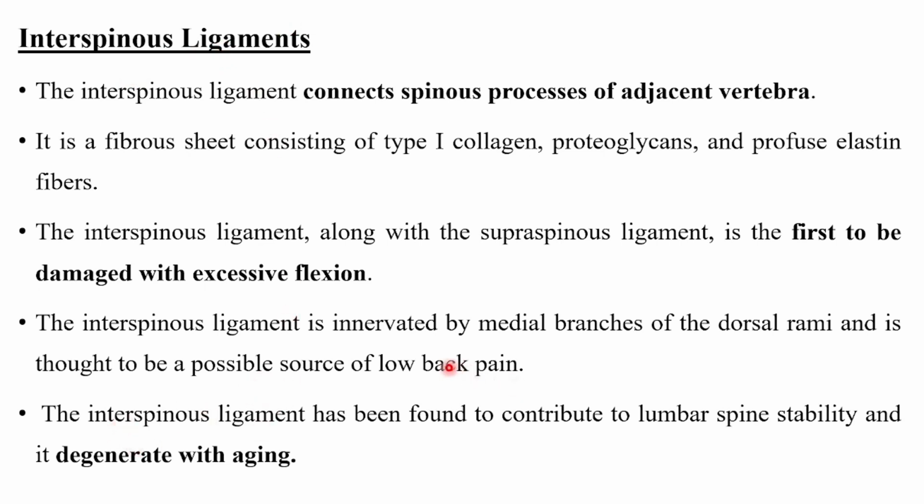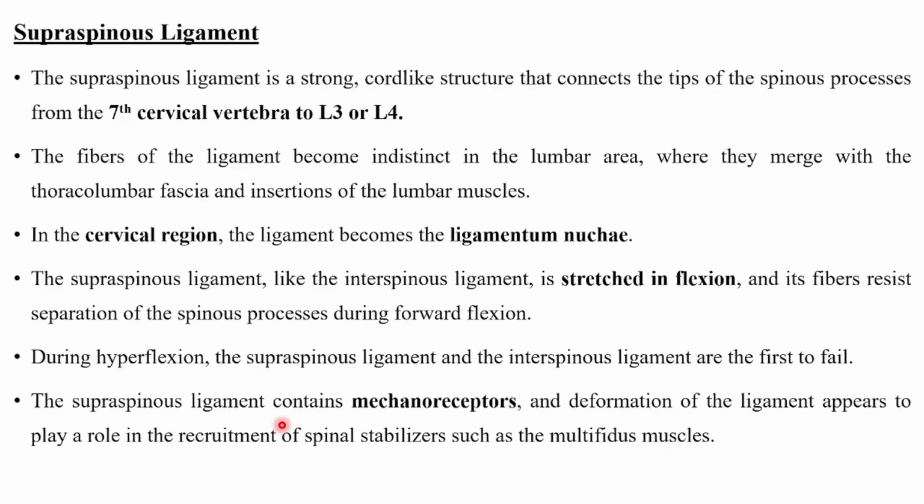So this is one of the culprits for your low back pain. The interspinous ligament has been found to contribute to lumbar spine stability, and this interspinous ligament will get degenerated with aging. Next ligament is your supraspinous ligament.